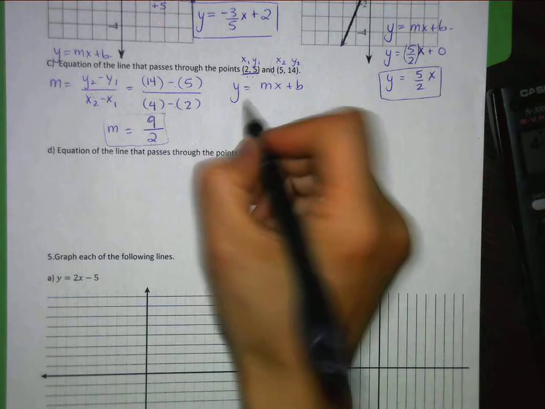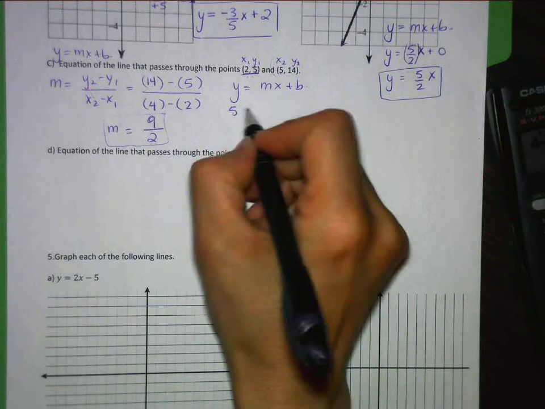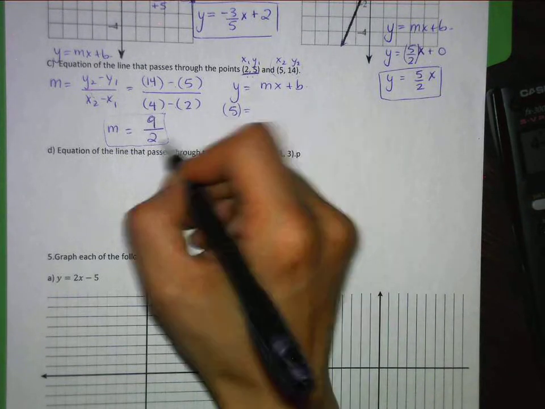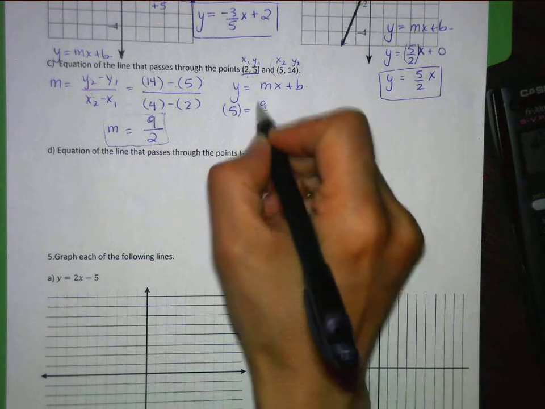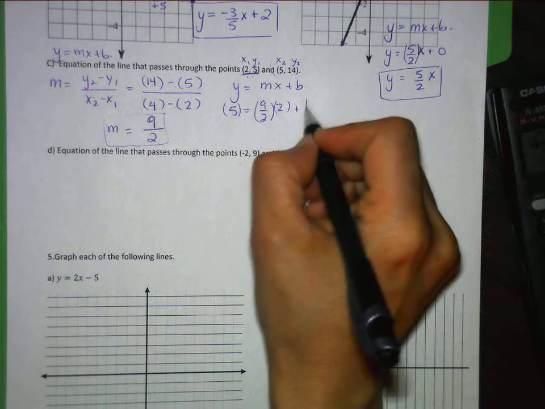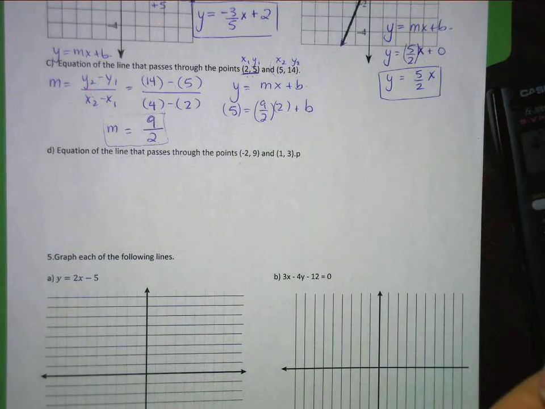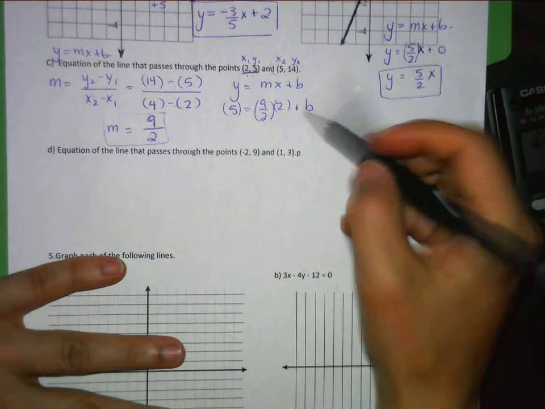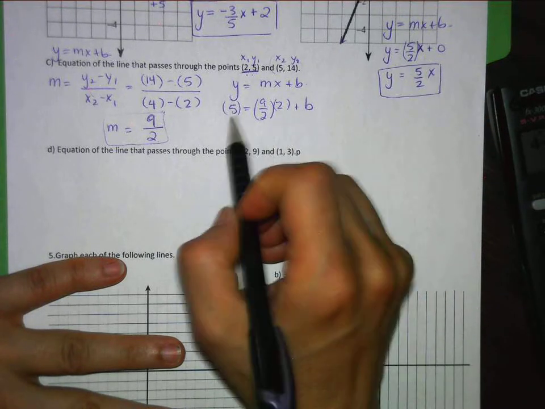the equation. So y is 5, m is this, 9 over 2, x is 2, and then we have the plus b. I'm not subbing in for that. That's what I'm looking for. So now I want to figure out what b is. So what should I do first?